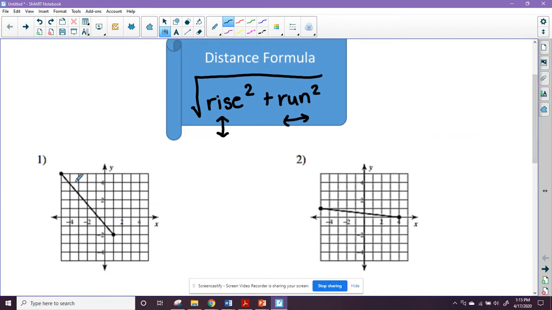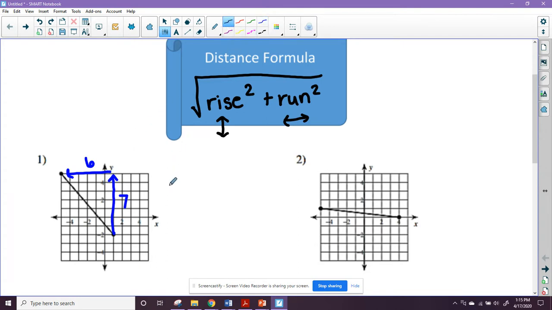Number 1, we have 2 points here. We need to find this distance. So we need to know what our rise is and what our run is. So how far up are you going? See, we're going 1, 2, 4, 5. So we are rising 7. How far over are we going? See, 1, 2, 3, 4, 5, 6. We're running 6. And we do not have to think of positives or negatives. Everything is just going to be positive.